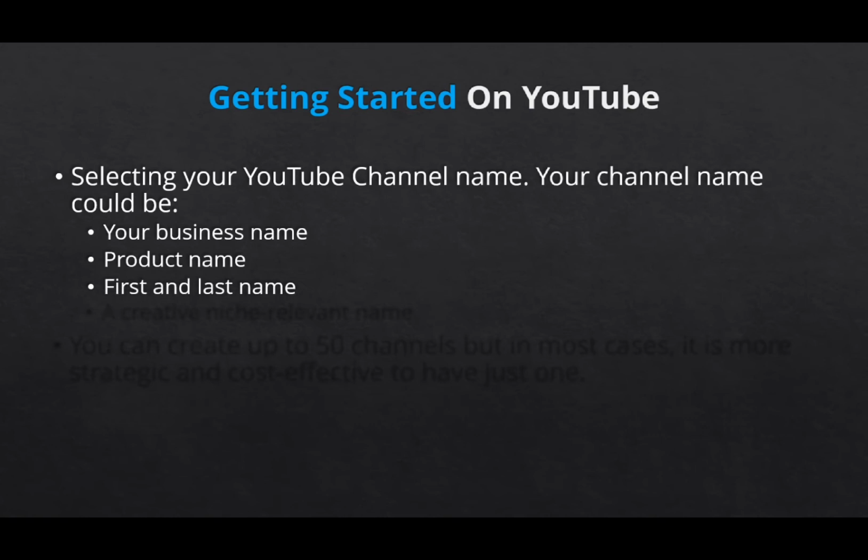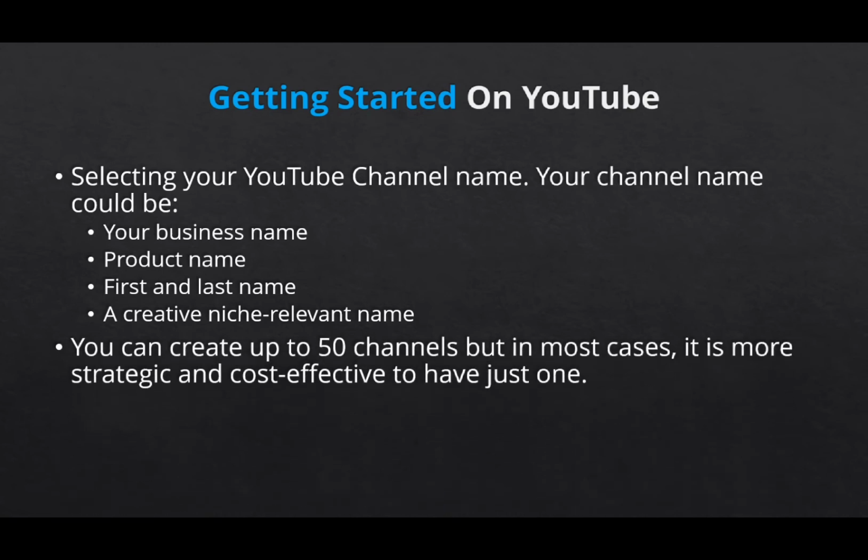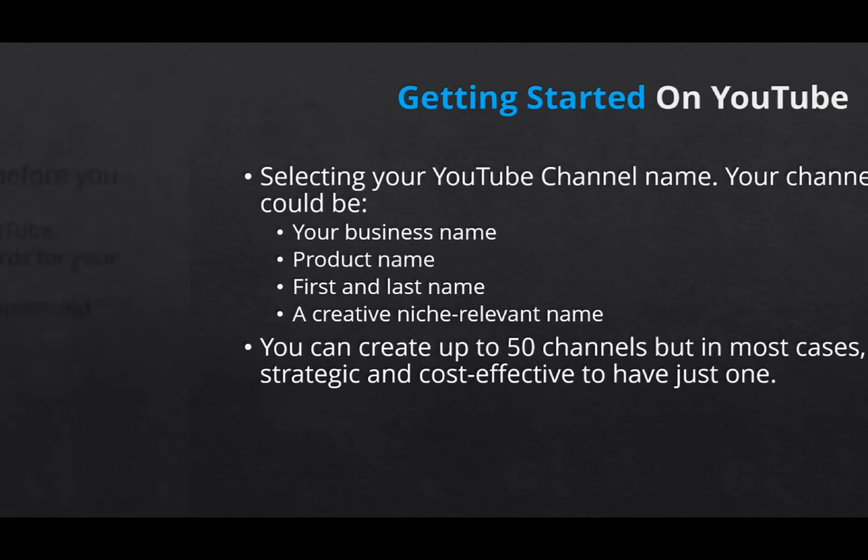Consider keywords, but remember that trending keywords are in constant flux. Currently, you can create up to 50 channels, but in most cases, it's more strategic and time efficient to have one channel with lots of videos and playlists, rather than several individual channels. But we'll talk more about strategy in the next segment.